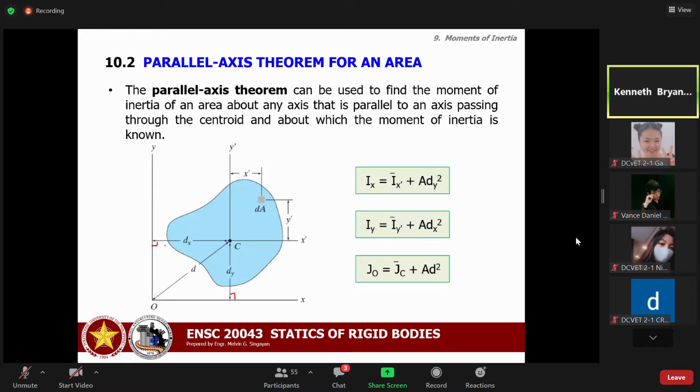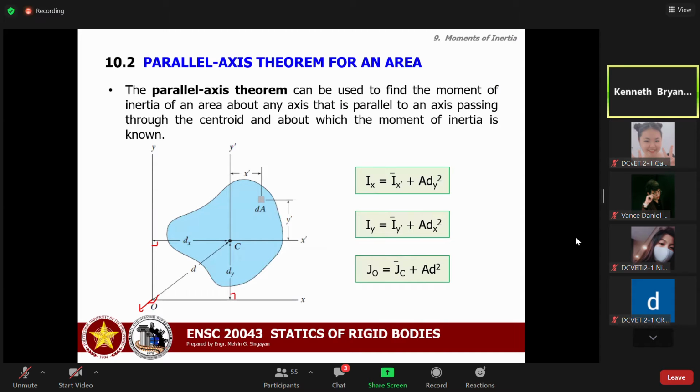And Jo is the moment of inertia about the axis perpendicular to the plane, and that is equal to J bar C plus A d squared, where J bar C is the moment of inertia about the centroidal axis. Then the transfer term is area times d squared, where d is the distance of the centroid to the perpendicular axis. So that's it.